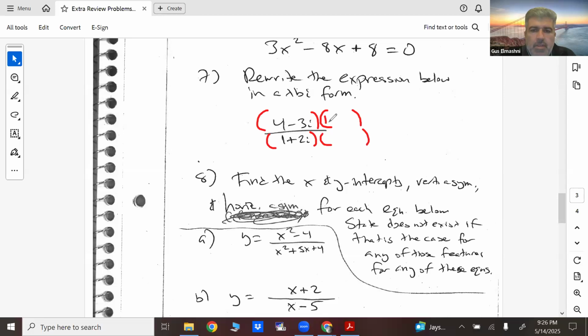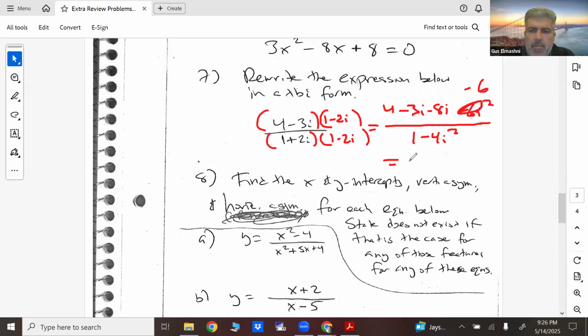So ask a question like this. This is what you have to do. If you FOIL the top, you get 4 minus 3i minus 8i plus 6i squared. Below, 1 minus 4i squared. Remember, 6i squared is negative 6. So I'll make that negative 6.